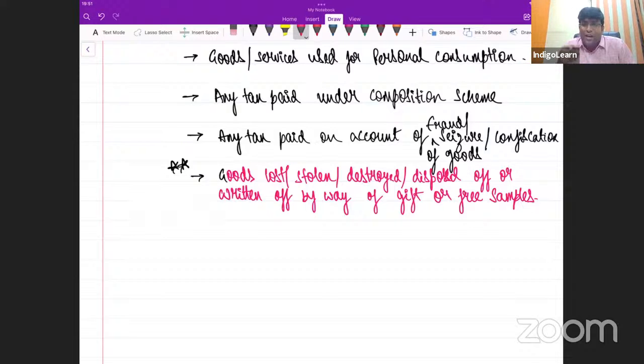Simple. So if any goods are lost or stolen or destroyed or disposed of or written off by way of gift or free samples. Let me give a practical example, sir. In our office, yearly once we keep giving gifts to employees. When we give gifts to employees, whatever GST we pay on those gift items, we never ever take credit.